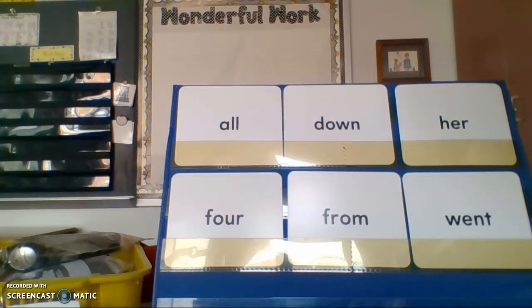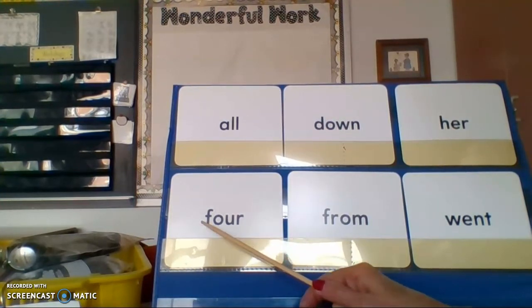All right, here's the next one. I spy with my little eye a word that has 4 letters and rhymes with come. Did you say from? All right, let's spell it. F-R-O-M, from. I spy with my little eye a 4-letter word, and it is a number word. A word that names a number. Did you say 4? All right, let's spell it. F-O-U-R, 4.